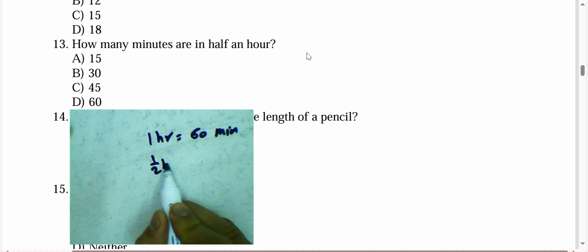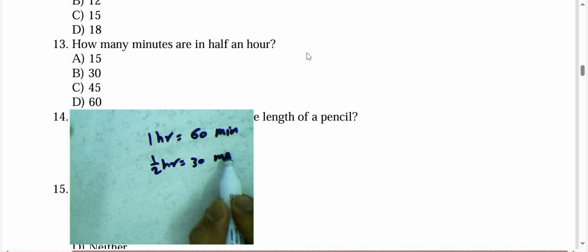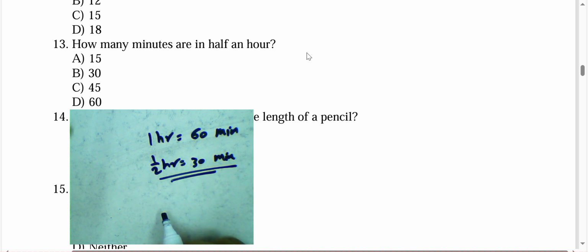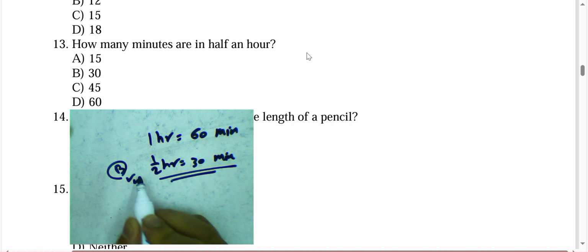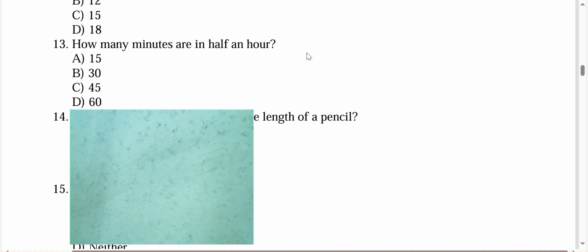Half hour equals 30 minutes. So you must choose letter B. You want to find how many minutes are in half an hour. It will be 30 minutes.